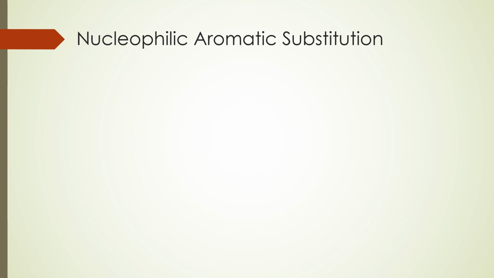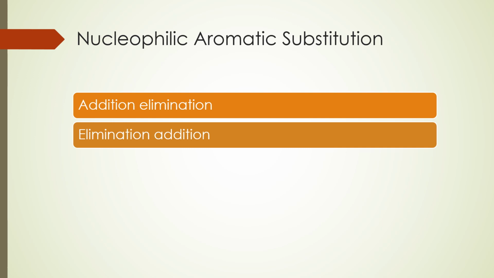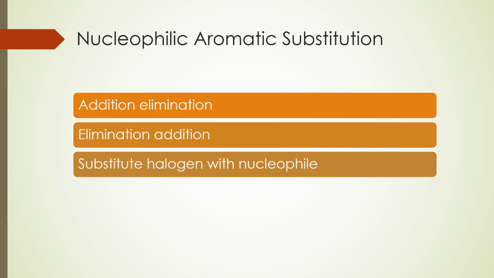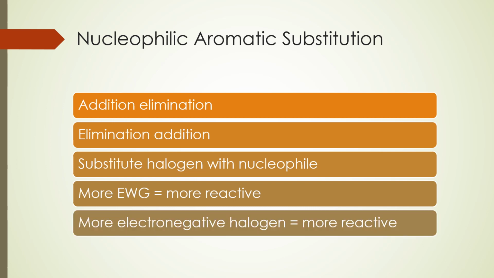Nucleophilic aromatic substitution has two different mechanisms, addition-elimination and elimination-addition. We're going to use one of these two mechanisms to substitute a halogen on the benzene ring with a nucleophile. If there are more electron withdrawing groups, the reaction will be faster. The more electronegative the halogen is, the more reactive the molecule will be.